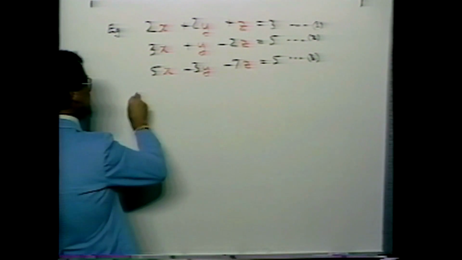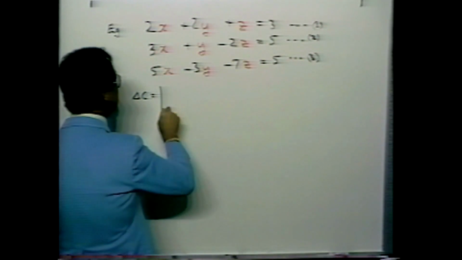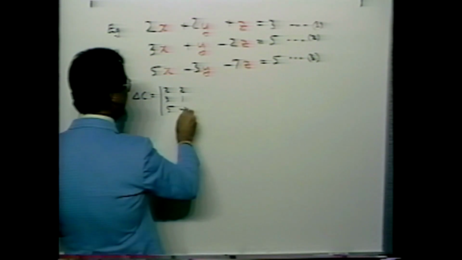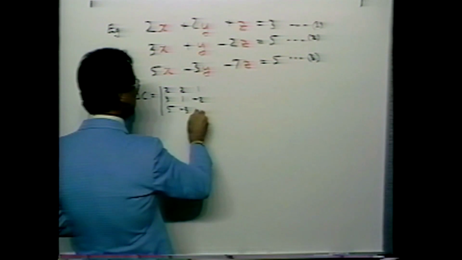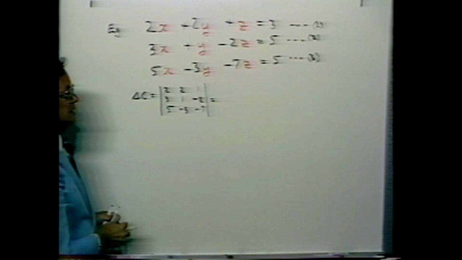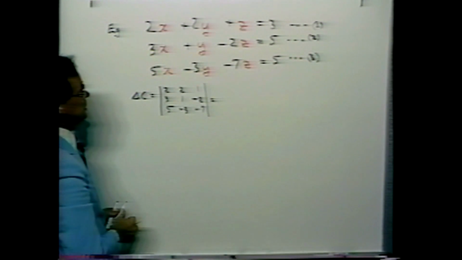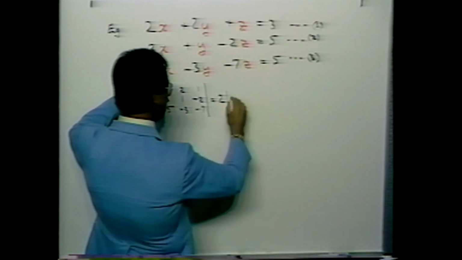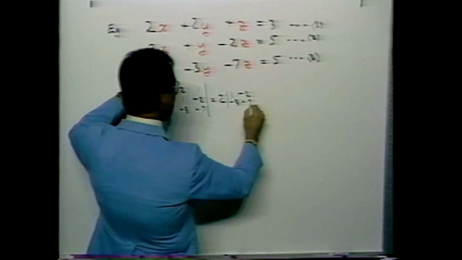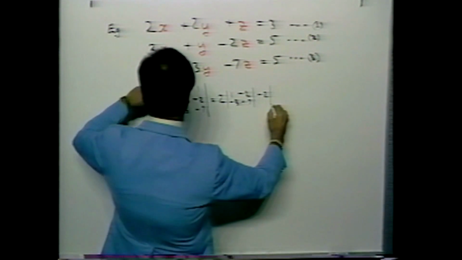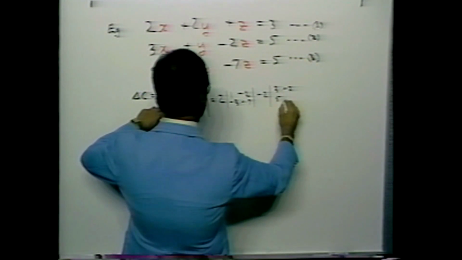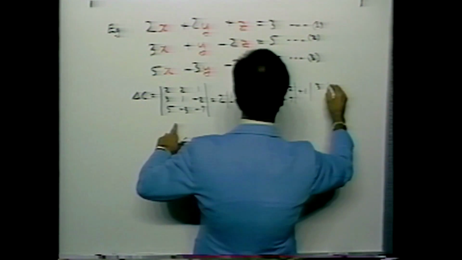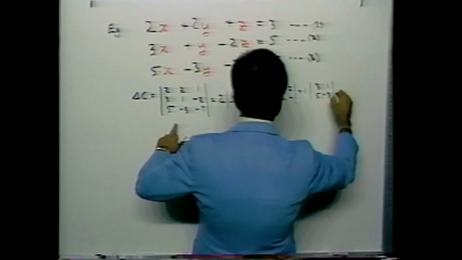And we write then that delta c is equal to 2, 3, 5, 2, 1, minus 3, 1, minus 2, minus 7. There is delta c, the coefficients of the variables, the 9 of them. This is equal to 2 times 1 minus 2 minus 3 minus 7, followed by minus 2 times 3 minus 2, 5 minus 7, followed by plus 1 times 3, 1, 5 minus 3.